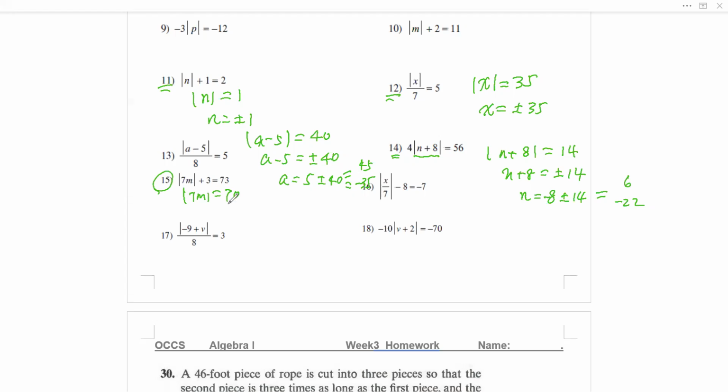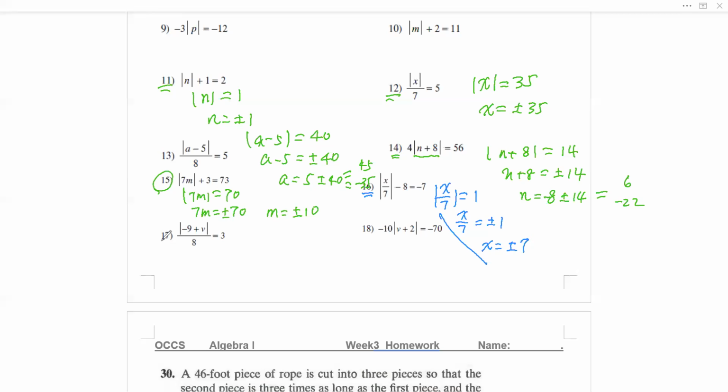So you got 70, so 7m equals positive or negative 70, right? So both sides divide by 7, m equals positive or negative 10. All right, see number 16 here. Both sides plus 8. So here equals 1, right? So x over 7 equals positive or negative 1. So both sides times 7, so x equals positive or negative 7.